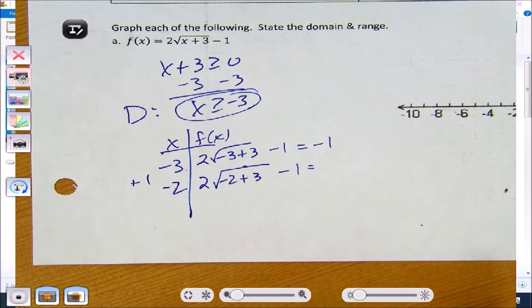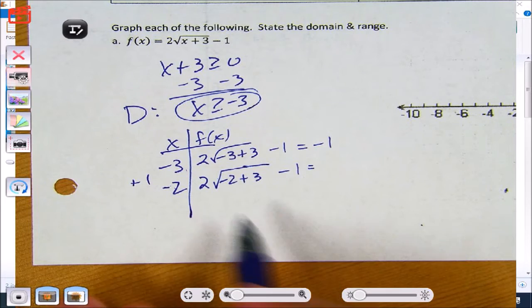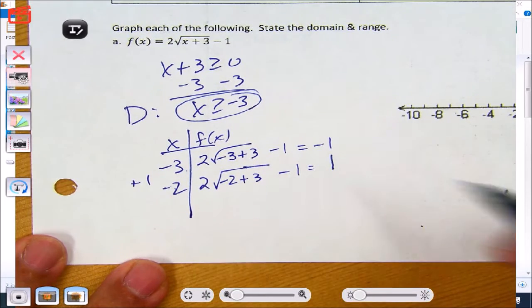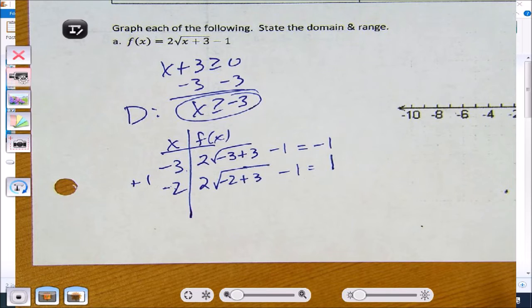What's negative 2 plus 3? 1. What's the square root of 1? 1. What's 2 times 1? 2. What's 2 minus 1? 1.